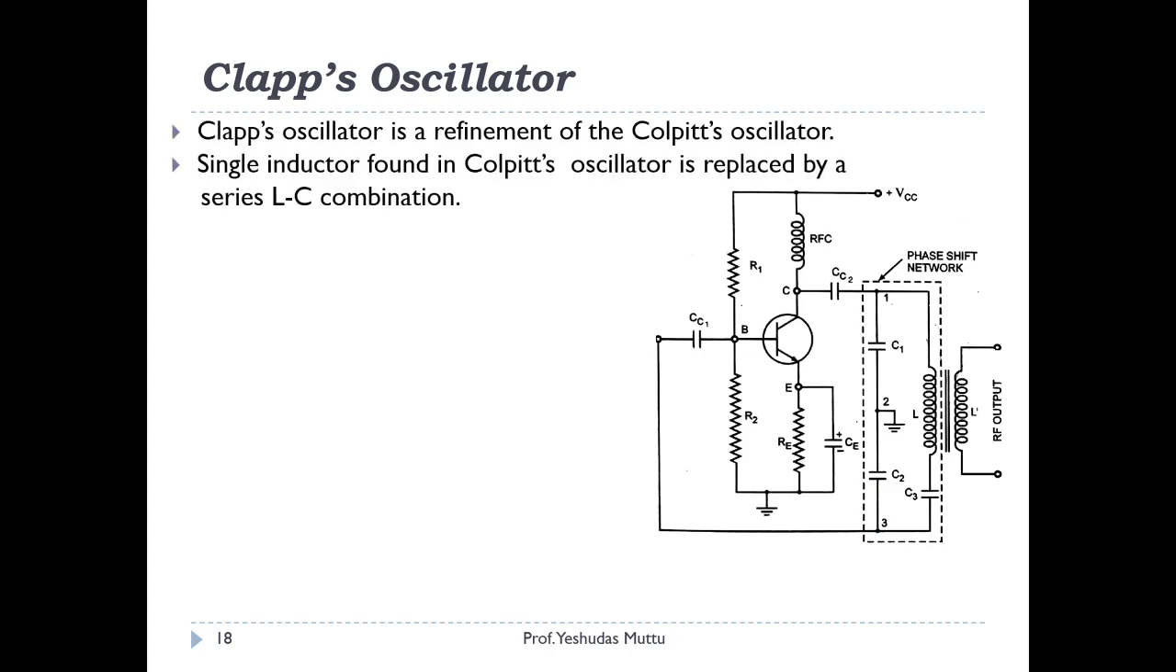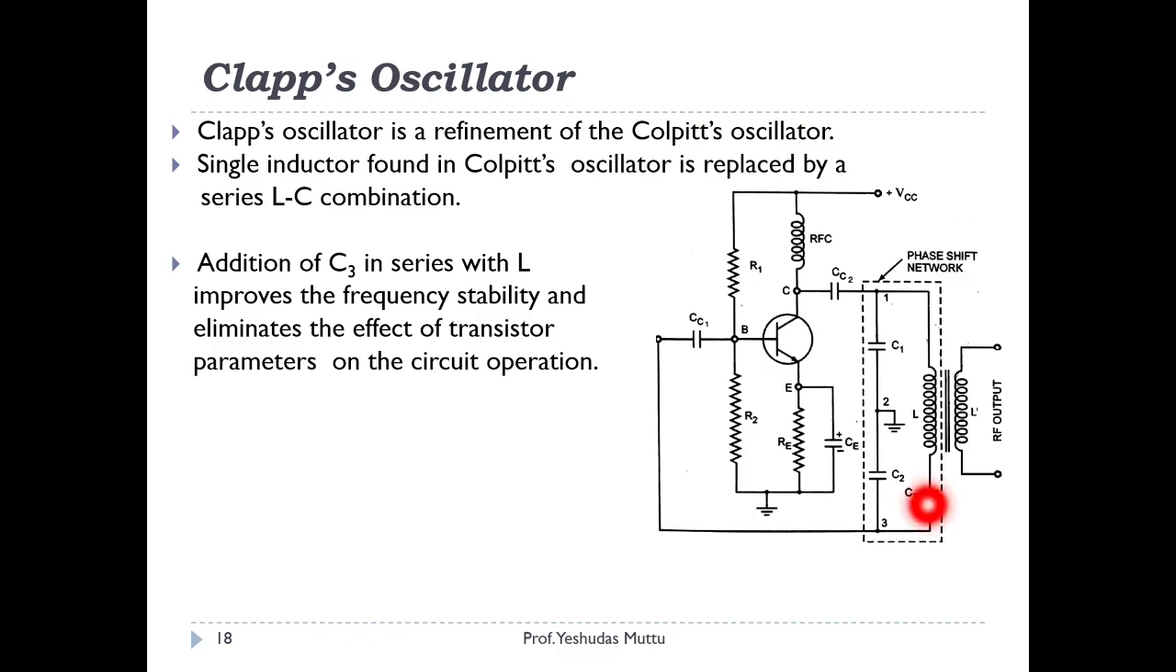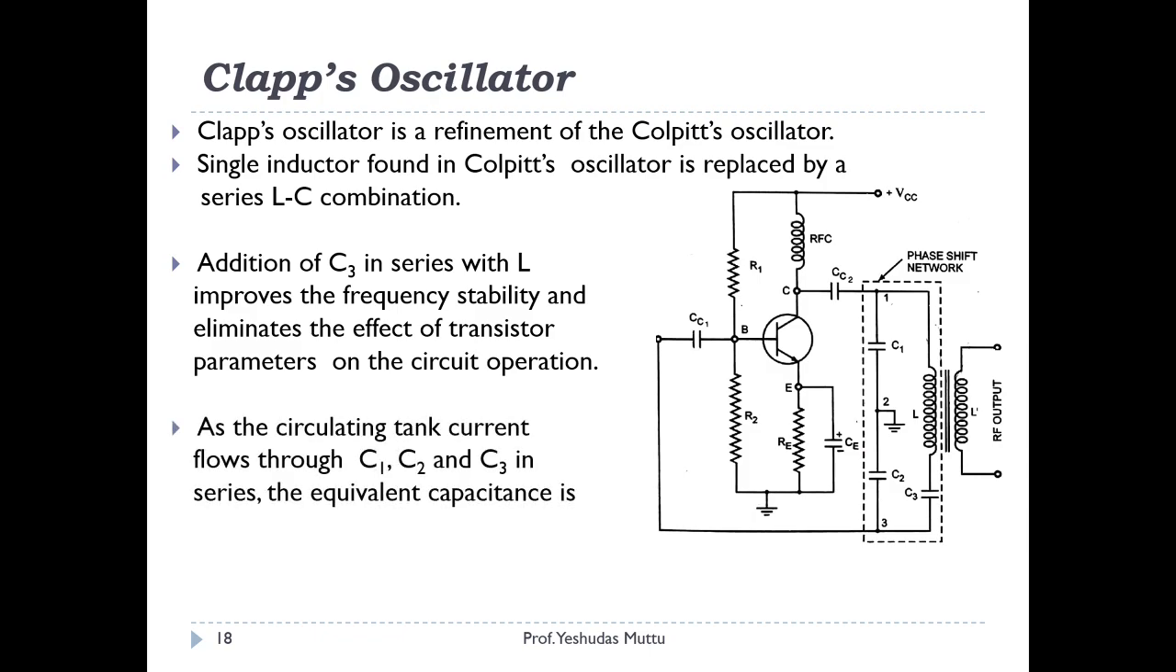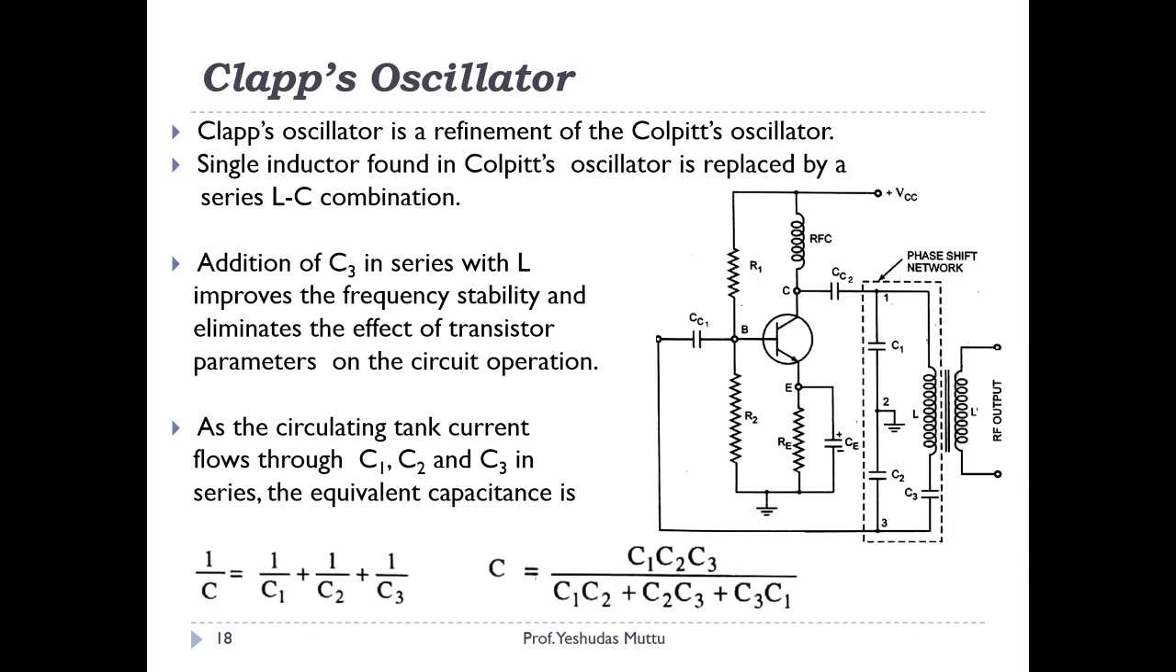So it's an improvement. Now why this improvement? What was wrong with Colpitt's oscillator that you require improvement? The thing is that in Colpitt's oscillator frequency stability was not happening properly, because of the stray capacitances basically. So what is done is that you introduce C3, which is going to help in frequency stability. So now you have C1 in parallel with C2 in parallel with C3. All these three are in parallel. So I can write 1 upon C is equal to 1 upon C1 plus 1 upon C2 plus 1 upon C3. If I solve, I am going to get somewhat this way.